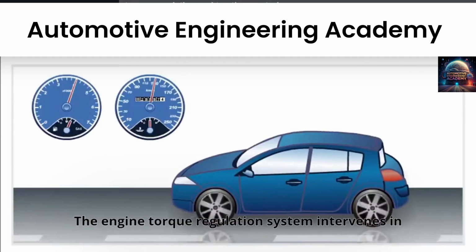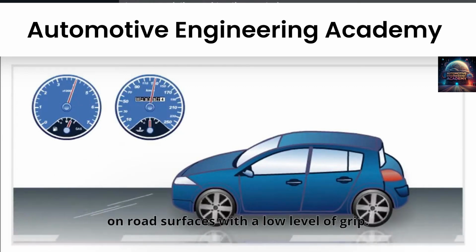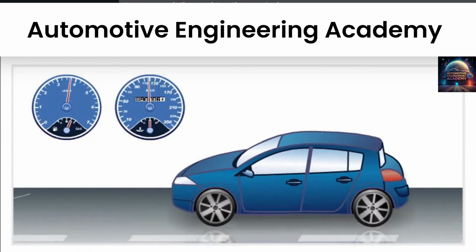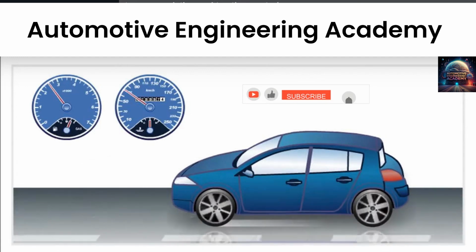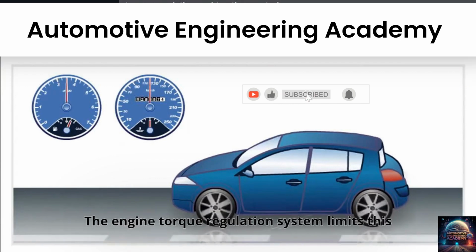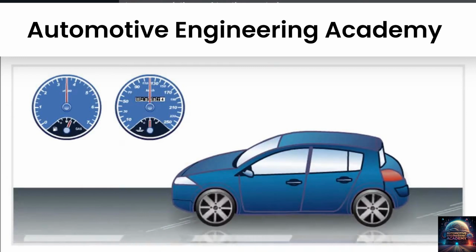The engine torque regulation system intervenes in the event of a sudden release of the accelerator on road surfaces with a low level of grip. The engine braking that occurs when the throttle is released becomes too strong compared to the amount of grip available. The engine torque regulation system limits this phenomenon by increasing the engine torque.